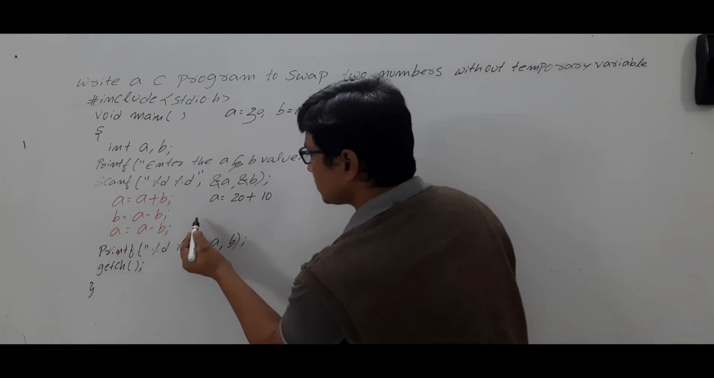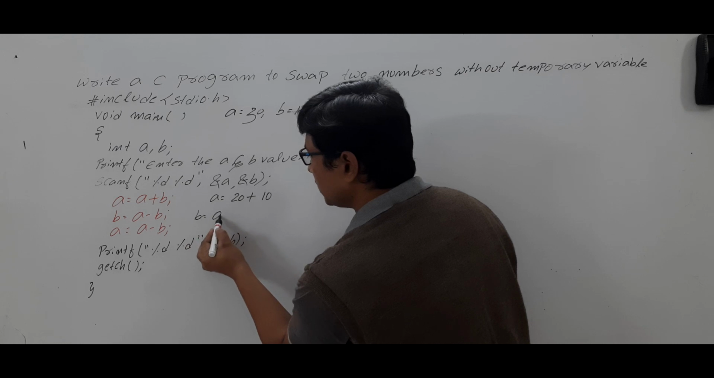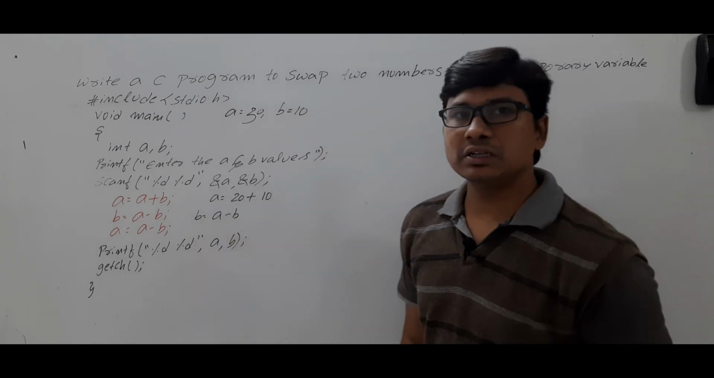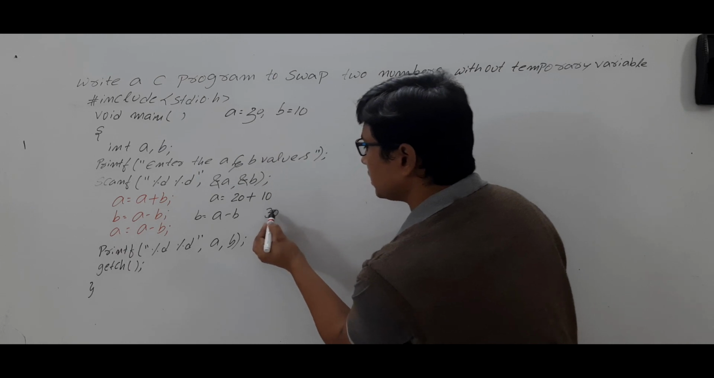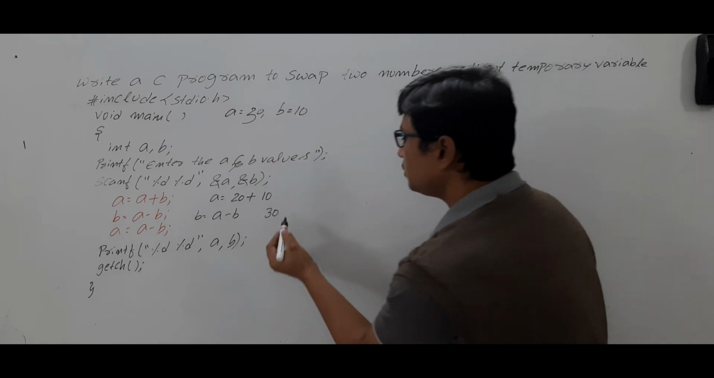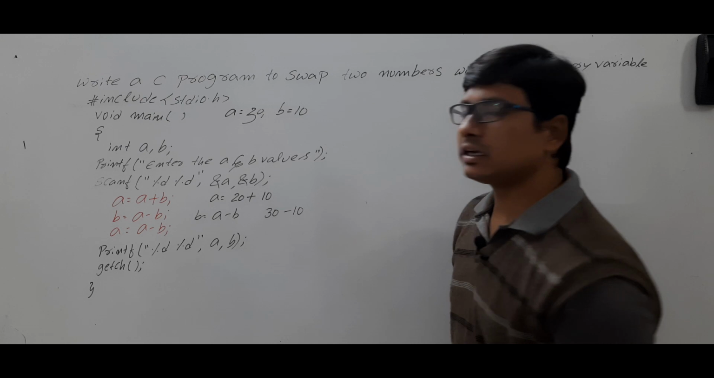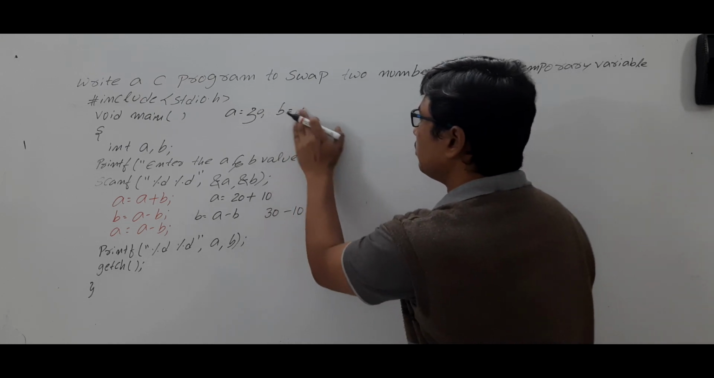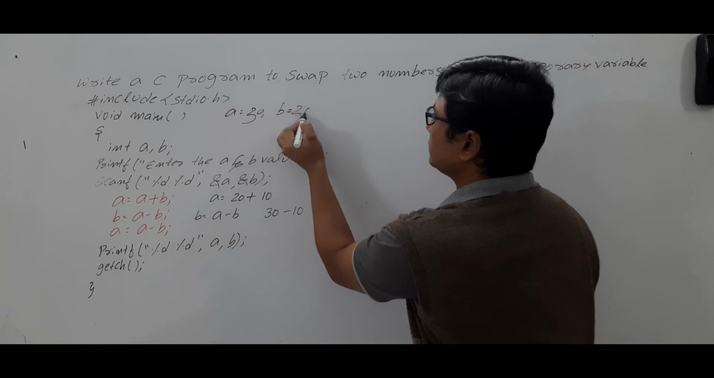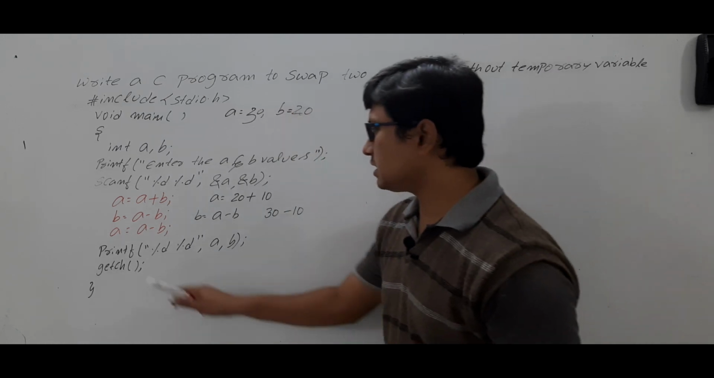Now the next expression is B is equal to A minus B. Now tell me what is the updated value of A? Updated value of A is 30. What is the B value? 10. So tell me, 30 minus 10 is what? 20. So B will get the value 20. Okay. Are you able to understand it or not?